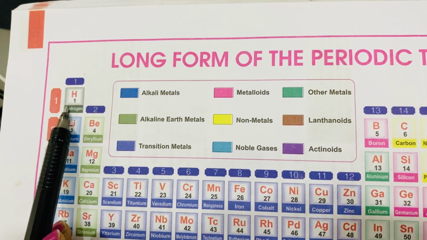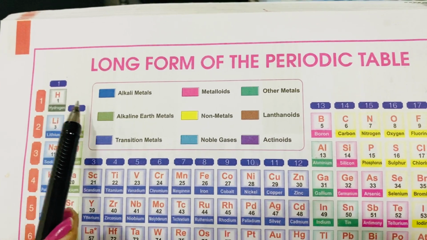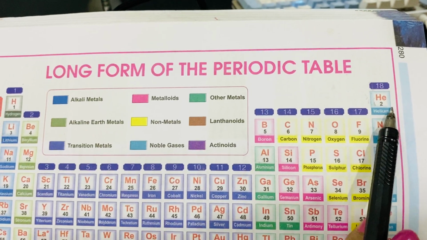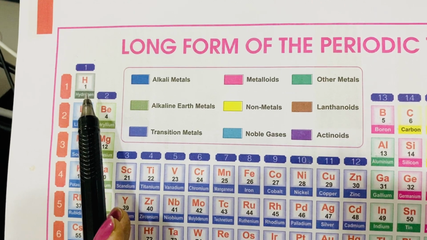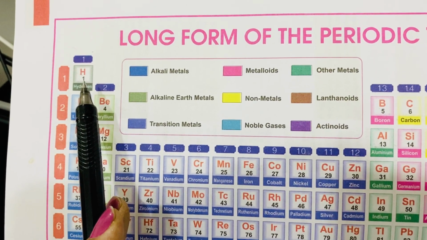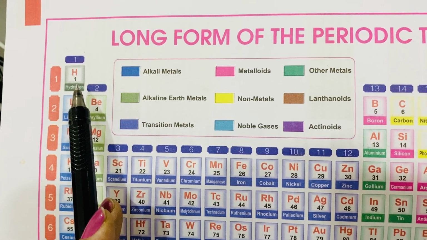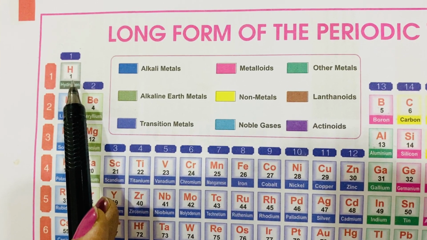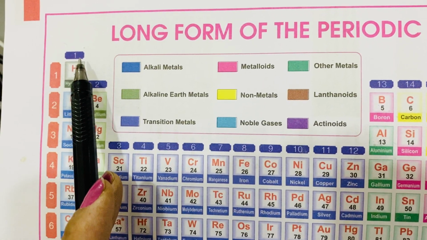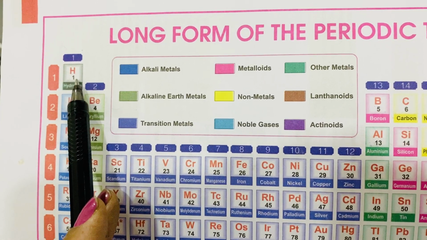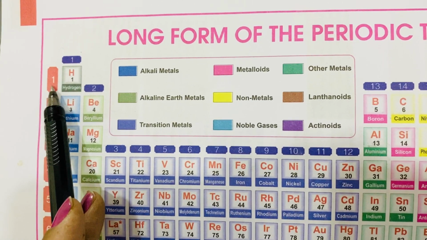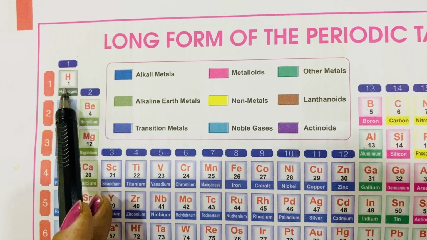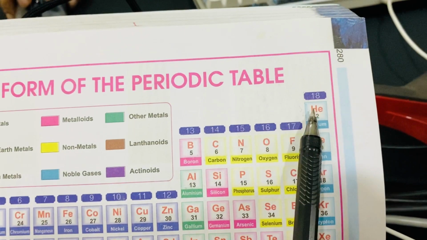In this period, all those elements are kept which have only the K shell in them. So the first element is hydrogen, having atomic number 1. That's why its valency is 1. That means it has 1 electron in its outermost orbit, so that's why hydrogen is placed in group 1. Similarly, it has only the K shell, which is filled with 1 electron, and that's why it is placed in period 1. Similarly, the next element is helium.